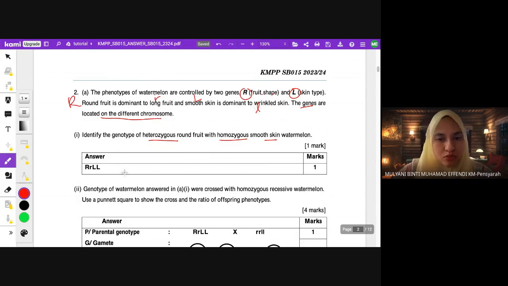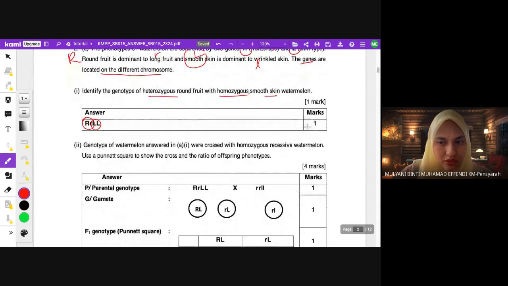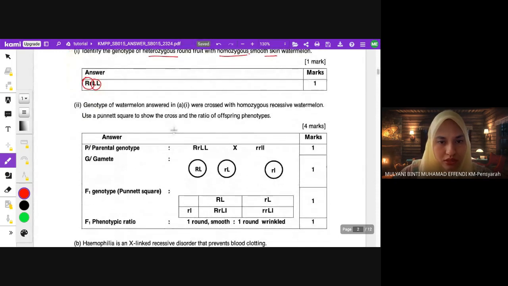Jadi dia punya genotype-nya adalah heterozygous for round fruit. Okay, yang ini R besar r kecil. Homozygous for smooth skin color, so smooth L besar L besar, jadi inilah dia. So ini dia punya jawapannya, genotype untuk jawapan tu.